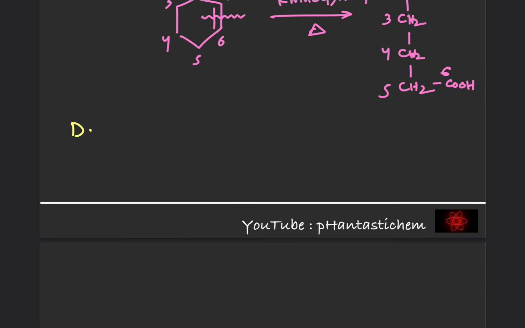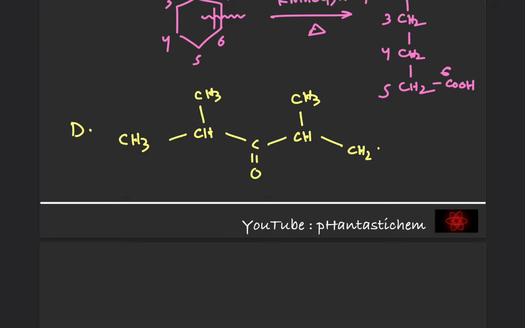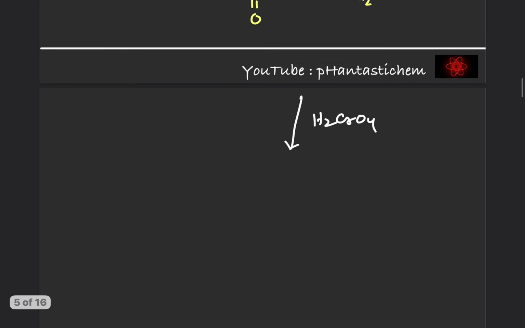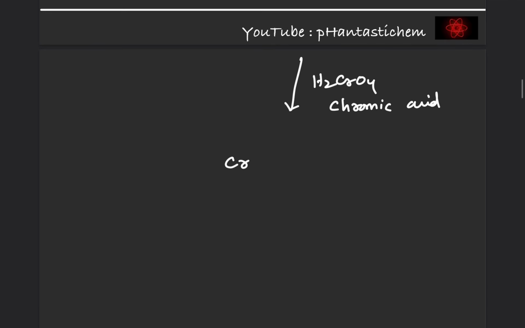So option D is saying that we have CH3, CH, CH3, C double bond O, CH, CH3, CH2, OH, and the reagent that we are using is H2CrO4, which is a very interesting reagent. The name of this is chromic acid, and the structure of this is Cr double bond O, double bond O, OH and OH. So it is a strong acid, and it is also a reagent for oxidizing primary alcohols and aldehydes to carboxylic acids and secondary alcohols to ketones.